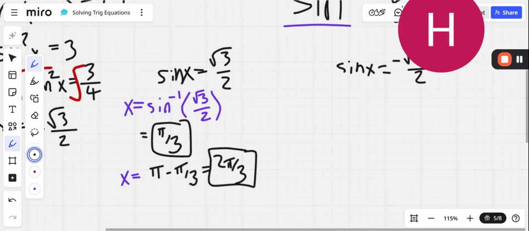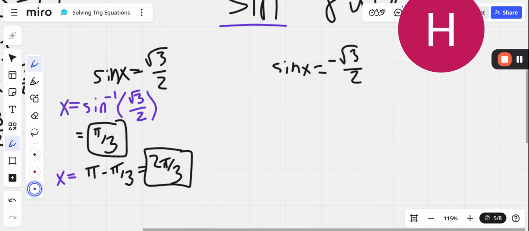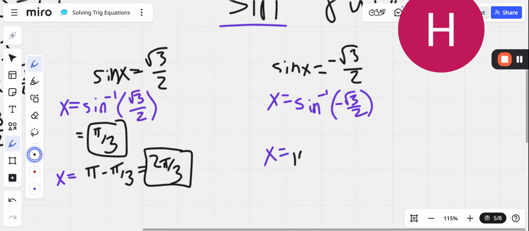Now, on the other hand, we have x equals the sine inverse of negative square root of 3 over 2. Which means we also get x equals pi minus whatever that is. You should know this is negative pi over 3. But we need to consider this in the positive region. This is the same as, well, 5 pi over 3, ultimately. Right?